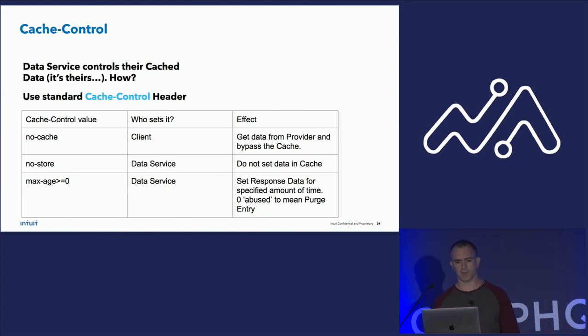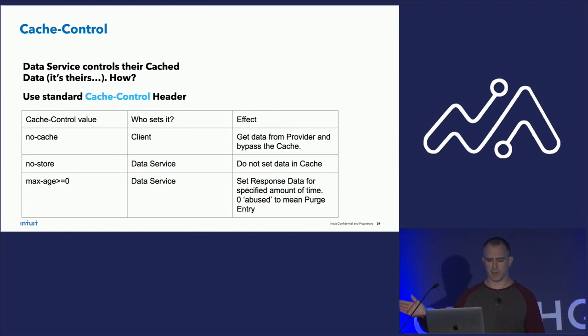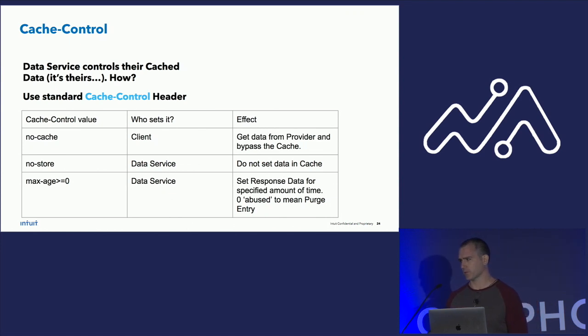And if you're a data service provider, you can say, I don't want this data stored, or I want it stored for this amount of time. And then 0 ends up getting abused as evict from cache, because if you look at the cache control spec, there's not really an evict mechanism. So, you can do that.